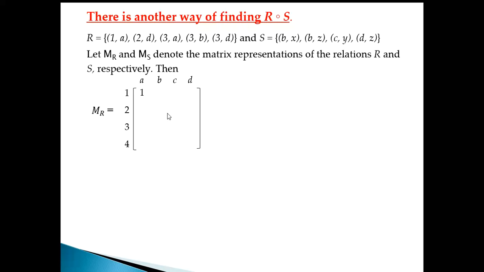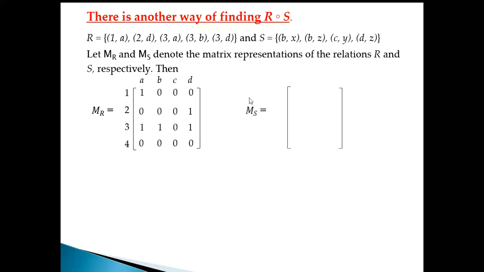Remember this? So now the next pair is 2D, so our 1 is now at the 2D position. The next ordered pair is 3A, so the next 1 is at 3A, and 3B, so the next is at 3B, right? Next is 3D, so another 1 is for 3D. So we write all the relation's ordered pairs, and the remaining elements are 0. So this is our MR matrix.